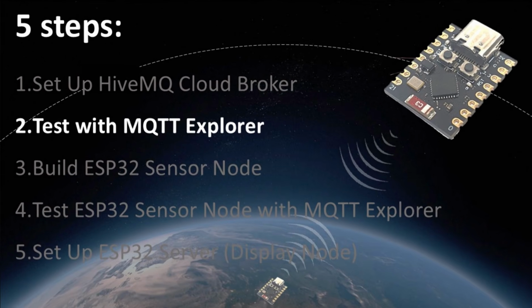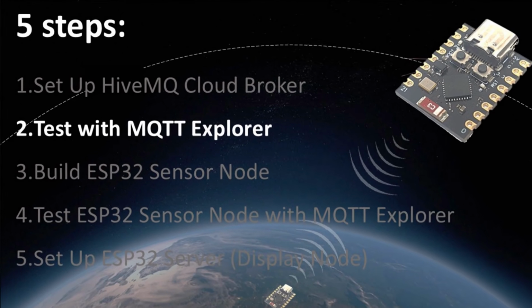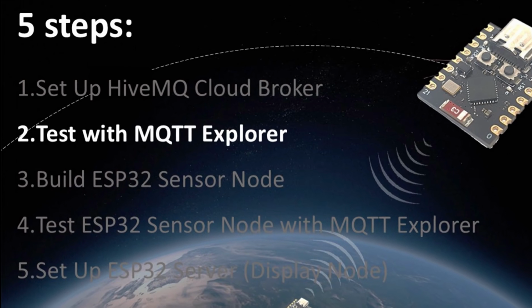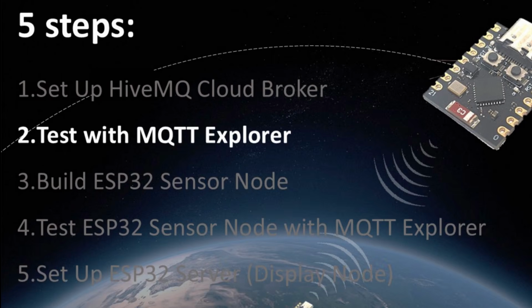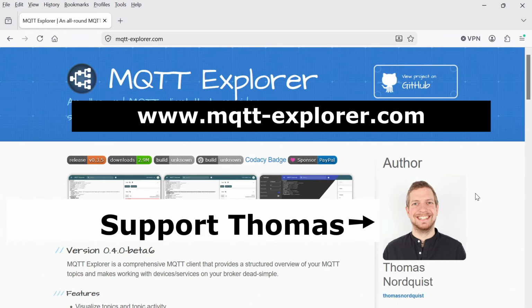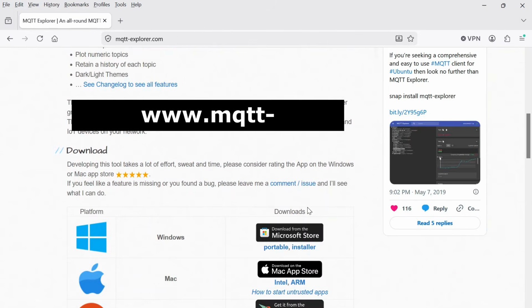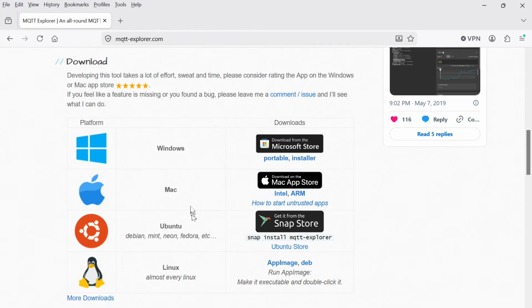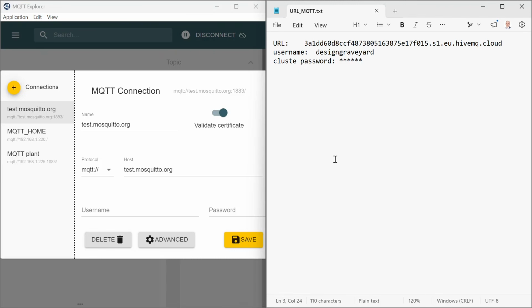To test your HiveMQ broker, we will use MQTT Explorer, so you do not need an ESP32 or any code to verify that it works. Download MQTT Explorer at mqttexplorer.com. It is available for Windows, Linux and Mac. Start MQTT Explorer and open the text file with your HiveMQ cluster data. Click plus for a new connection.